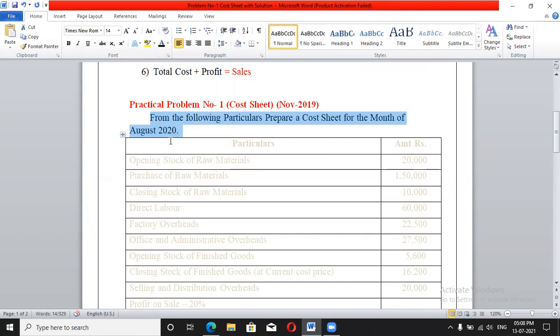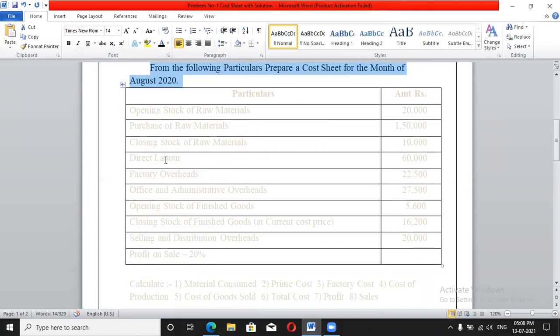Following are the items which are related to the cost sheet, and the month given is August 2020. With the help of these figures, we are going to prepare a statement of cost sheet. You have to know and remember the specimen or the format of the cost sheet, because we are going to prepare the cost sheet according to the specimen or format.